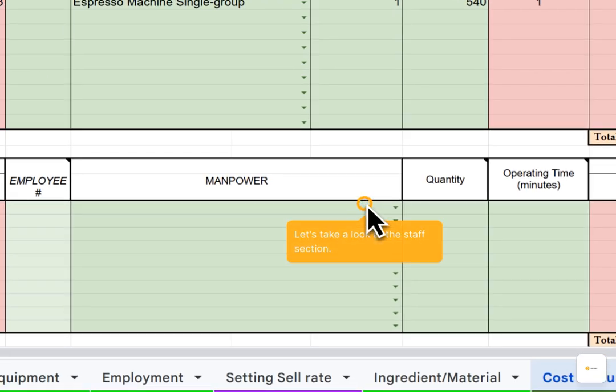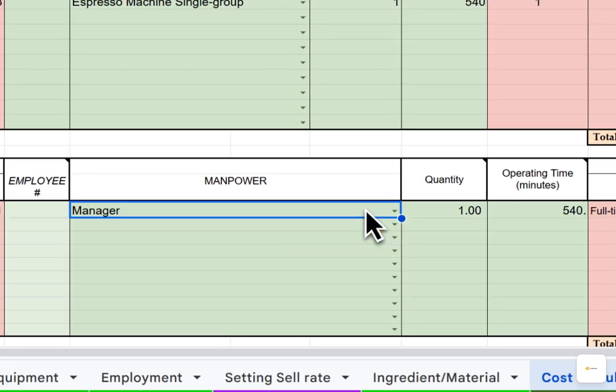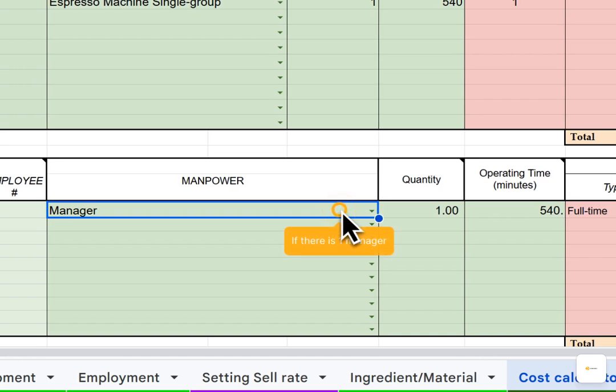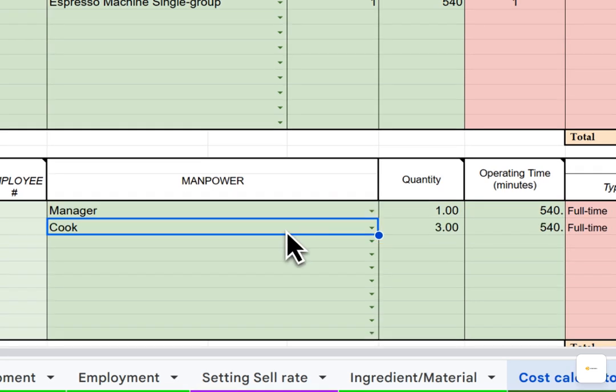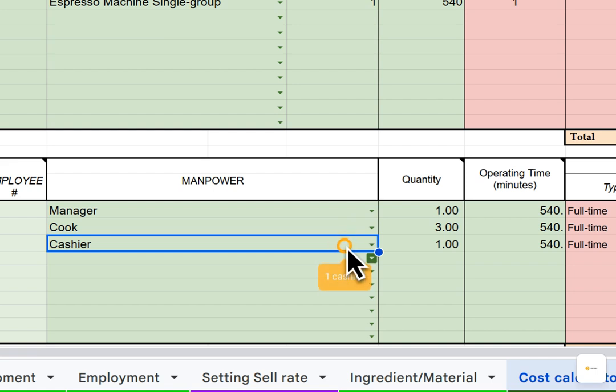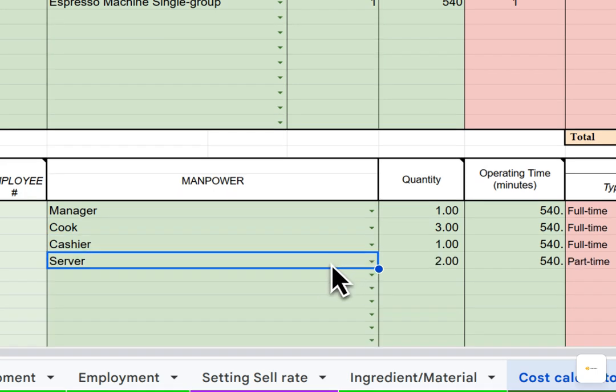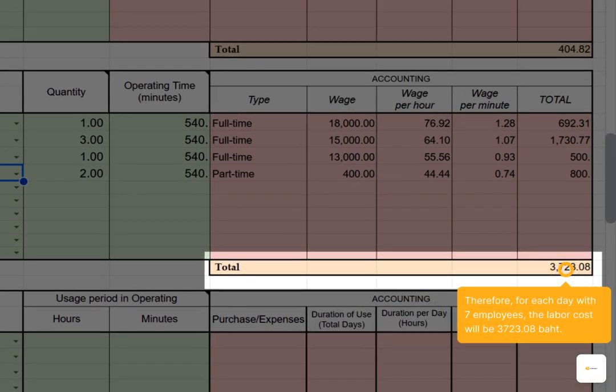Let's take a look at the staff section. If there is 1 manager, 3 cooks, 1 cashier, 2 waiters. Therefore, for each day with 7 employees, the labour cost will be 3,723.08 baht.